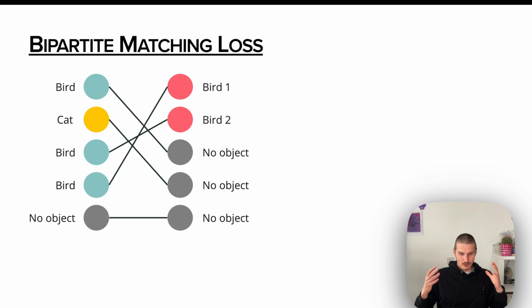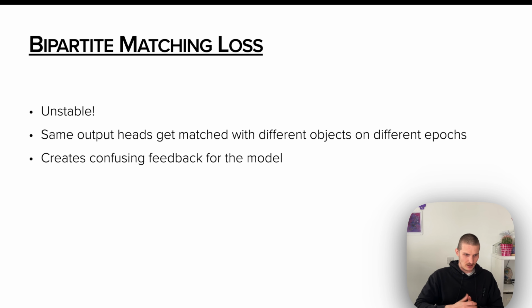DeNoising Detr now focuses on the final part of the model, the bipartite matching loss. So this is how it looked in the normal Detr. The problem with that is that it's actually not stable. The same output from the same query might get matched to different objects on different epochs. So now you're matched to bird number 1, and you'll actually be penalized if you predict bird number 2. And then on the next epoch, you match to something else, and you get penalized again. So it basically creates confusing feedback for the model in the state where the model just starts.